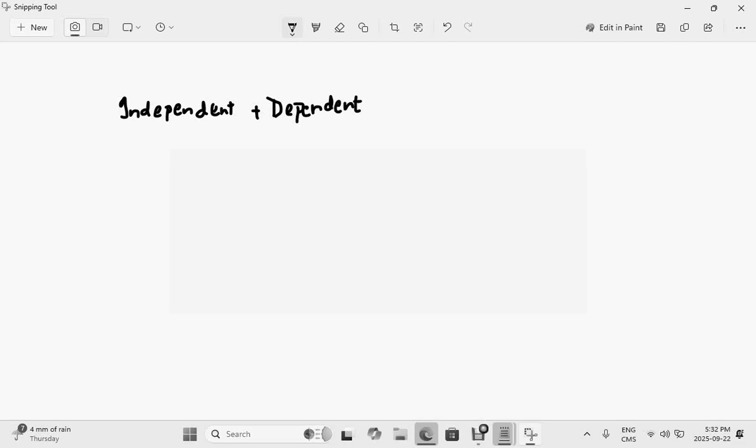Okay, so in the last couple of videos, we've been talking about how B has to happen for A to happen. So in this case, B does not have to happen if A is to happen. Okay, so B is independent of A, A is independent of B. So events A and B are independent of each other.